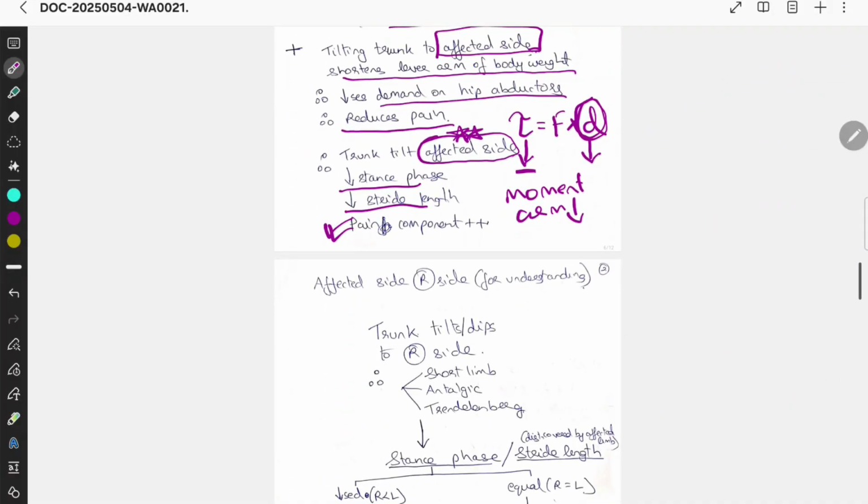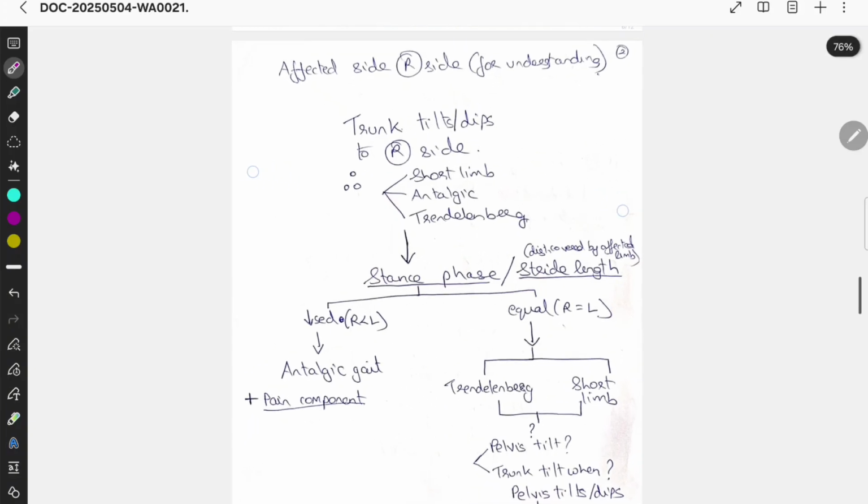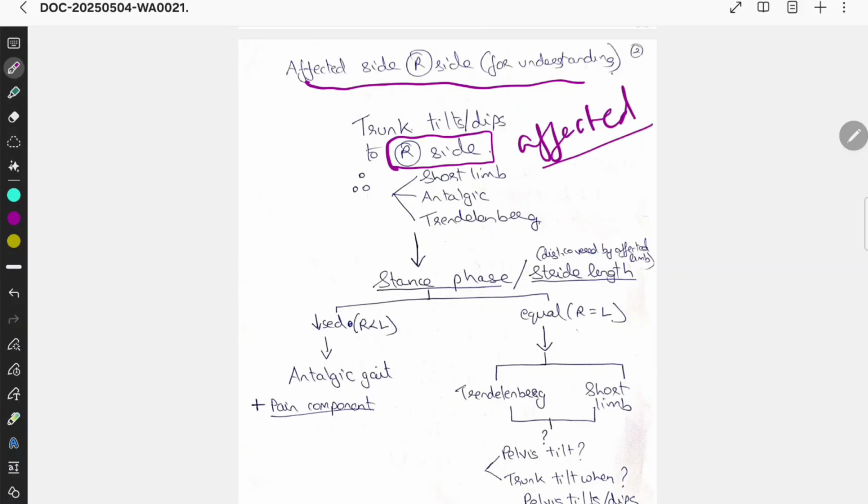Now we are going to analyze the crux, the difference between the 3 gaits. How do you analyze? Fasten your seat belts. The first thing we see is whether the trunk dips or tilts. Suppose the right side is affected. Now the trunk tilts or dips to the right side, the affected side. What could be the possible gaits? It could be a short limb gait, an antalgic gait, or a Trendelenburg gait.